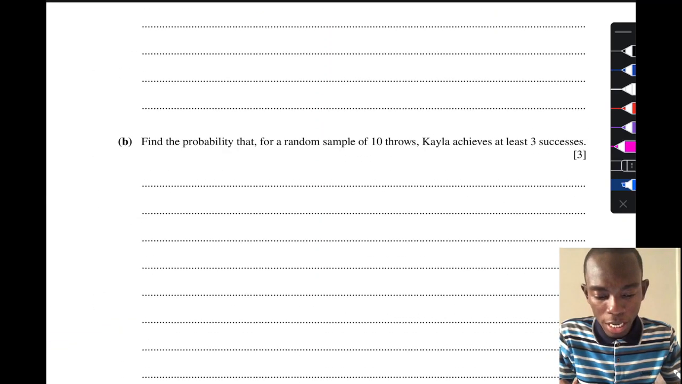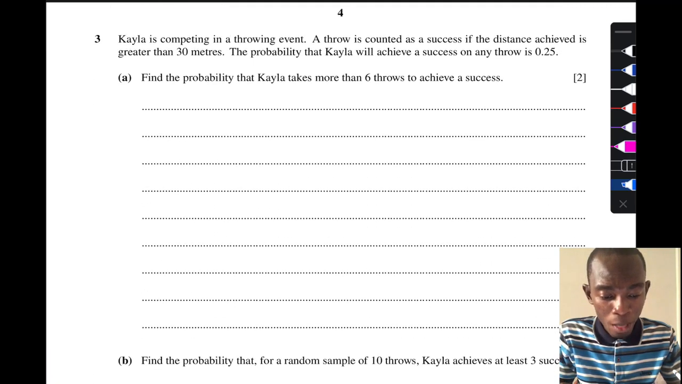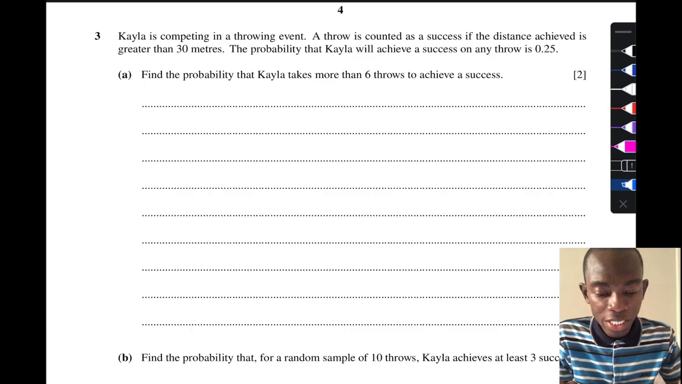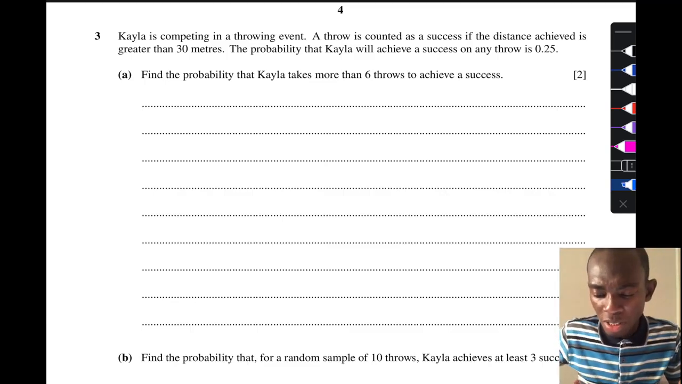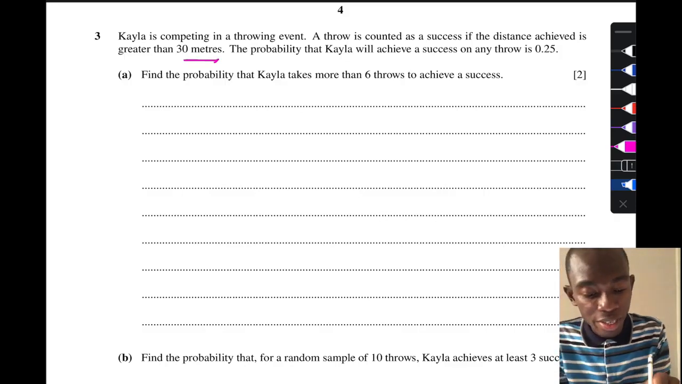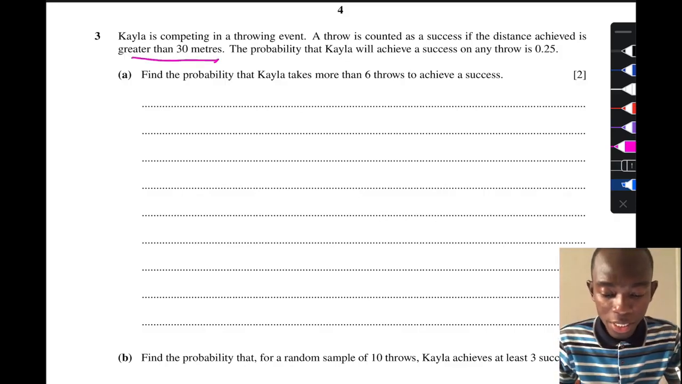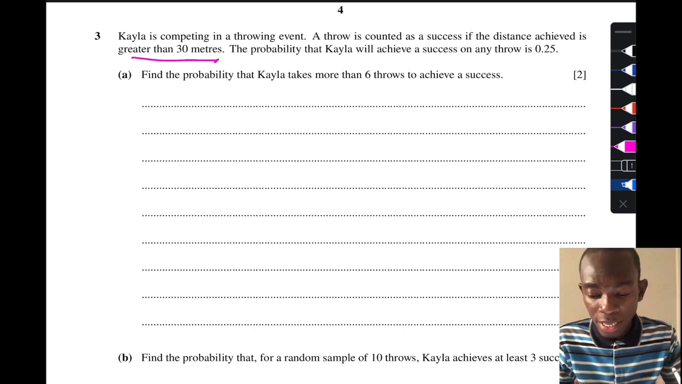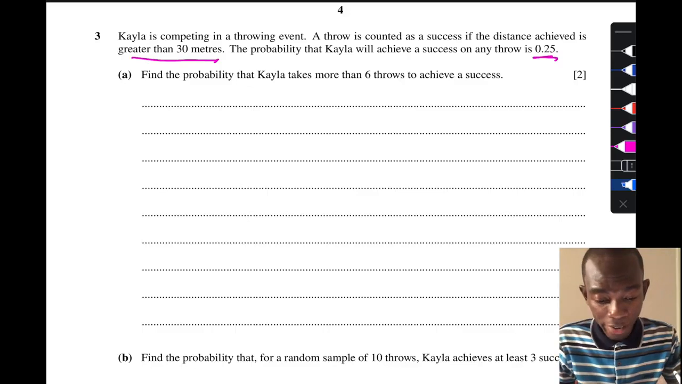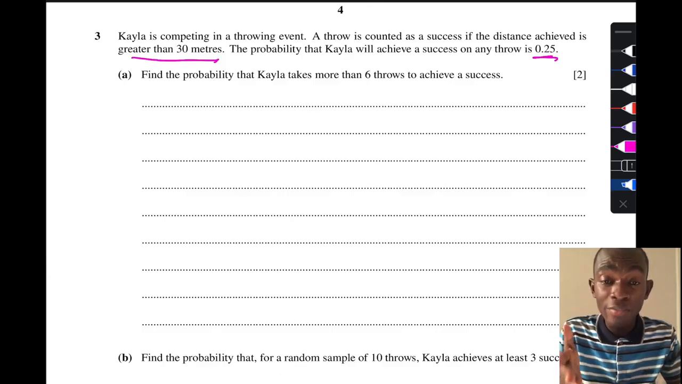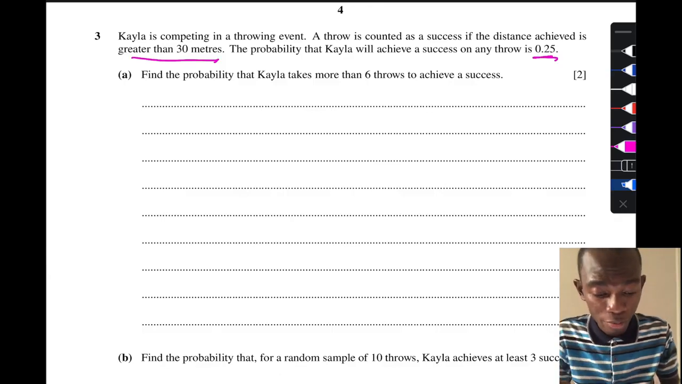All right, now let's look at the next one, which is 5-1 October, November 2020. Says that Kayla is competing in a throwing event. A throw is counted as a success if the distance achieved is greater than 30 meters. The probability that Kayla will achieve a success on any throw is 0.25. So we'll find the probability that Kayla takes more than 6 throws to achieve a success.